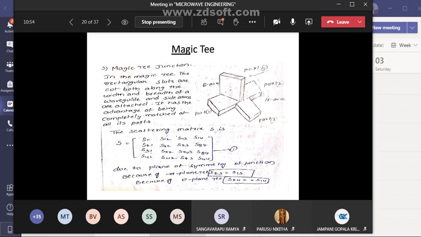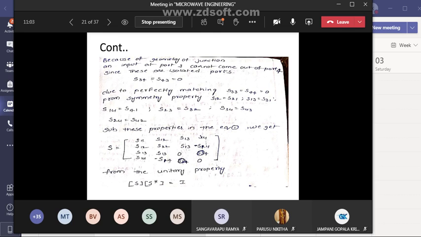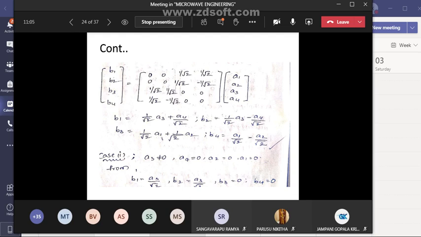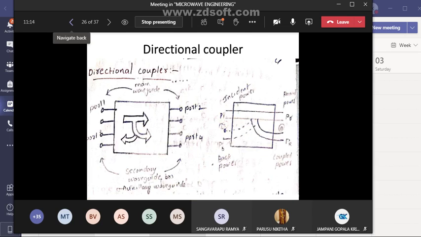In the E plane T, a rectangular slot is cut along the broader dimension of a waveguide and a side arm is attached. In the E plane T, the phase shift between port 1 and port 2 will be 180 degrees. In the magic T, the rectangular slots are cut both along the width and breadth of a waveguide and side arms are attached, and it has 4 ports: port 1, 2, 3 and 4.